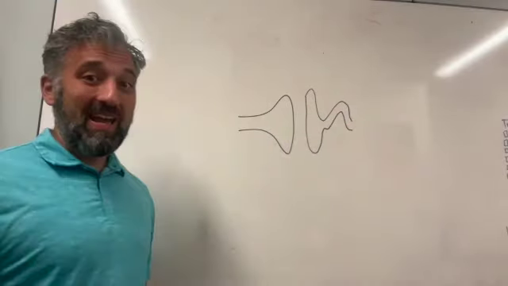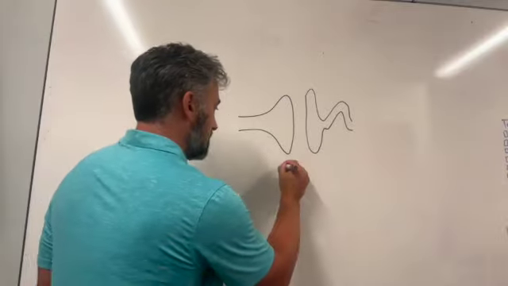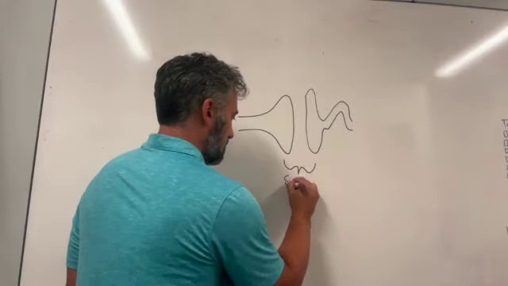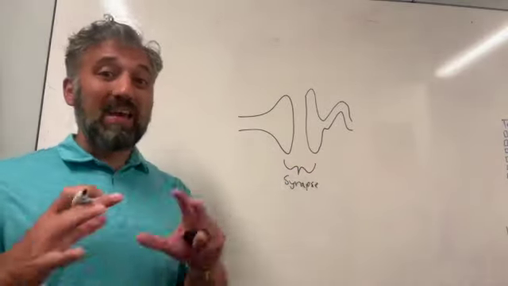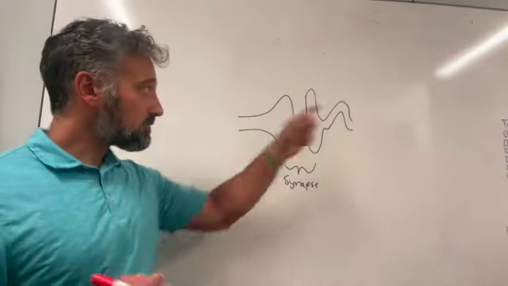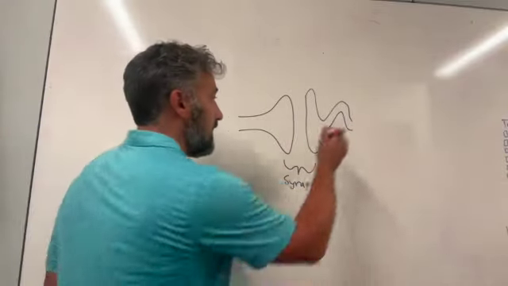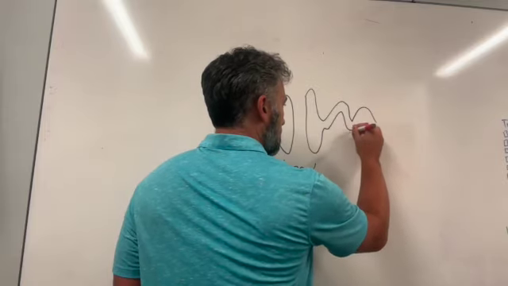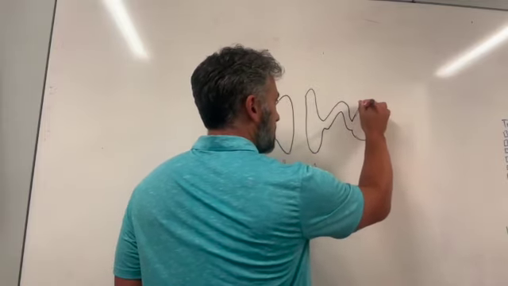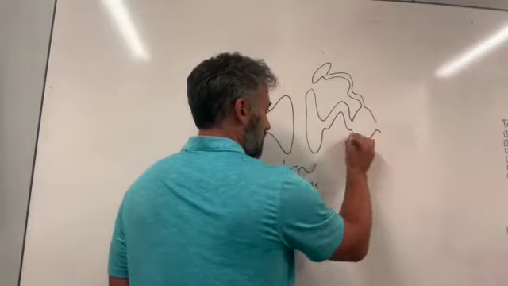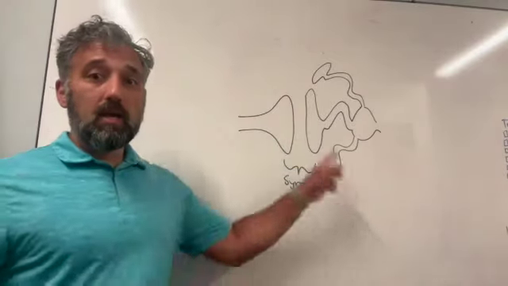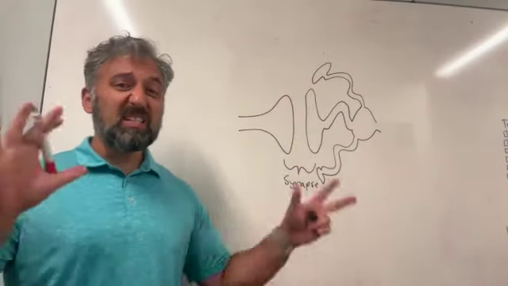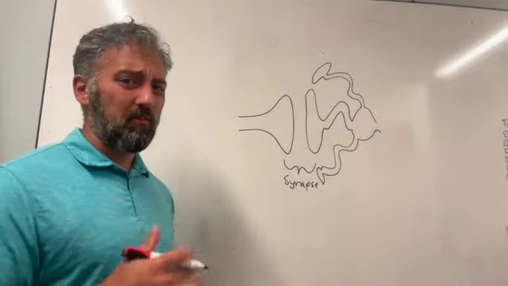It's going to synapse. So this is a synapse. And the synapse is a gap between these two different cells, but it's going to synapse with another cell. And let's say that this other cell is a multipolar neuron, and it synapses itself with a bunch of other different types of things.